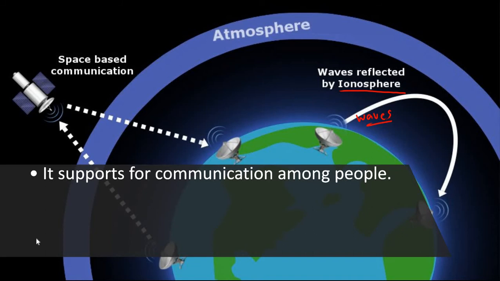So once these waves are there, they knock on the ionosphere and are reflected to another satellite or basically a receiver. A transmitter will transmit a wave and a receiver will receive the wave, and this is how communication takes place in the form of electromagnetic waves.